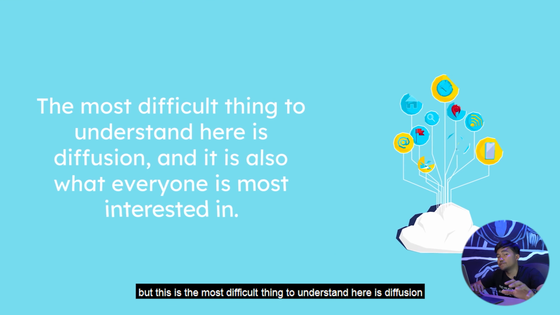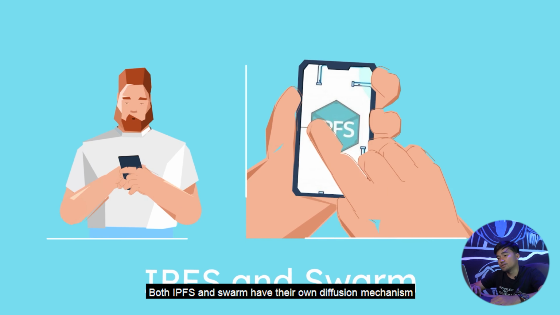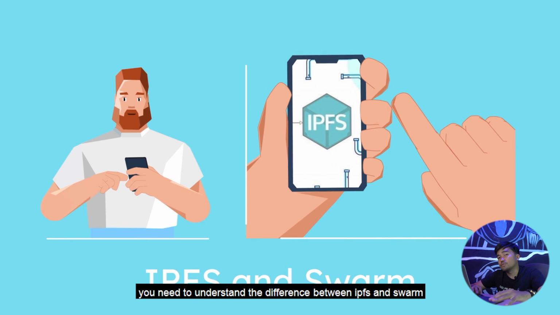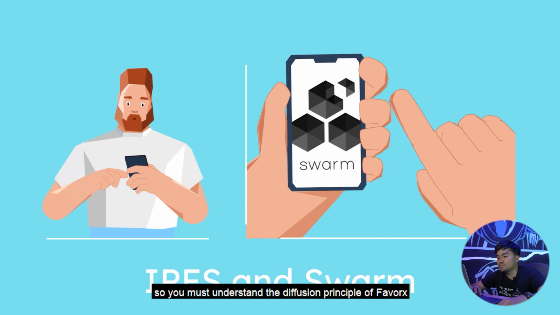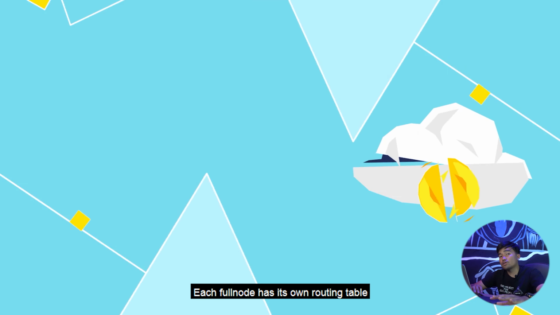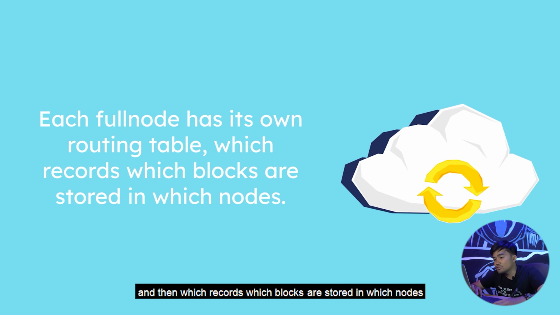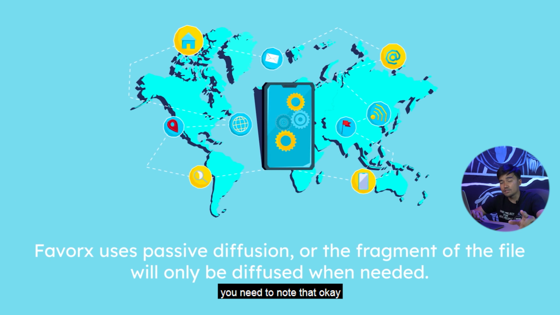But the most difficult part to understand is diffusion, and it is also what everyone is most interested in. Both IPFS and Swarm have their own diffusion mechanisms, which is why they fail. You need to understand the difference between IPFS and Swarm, so you must understand the diffusion principle of FavorX. Each full node has its own routing table, which records which blocks are stored in which nodes. FavorX uses passive diffusion. You need to note that, okay?